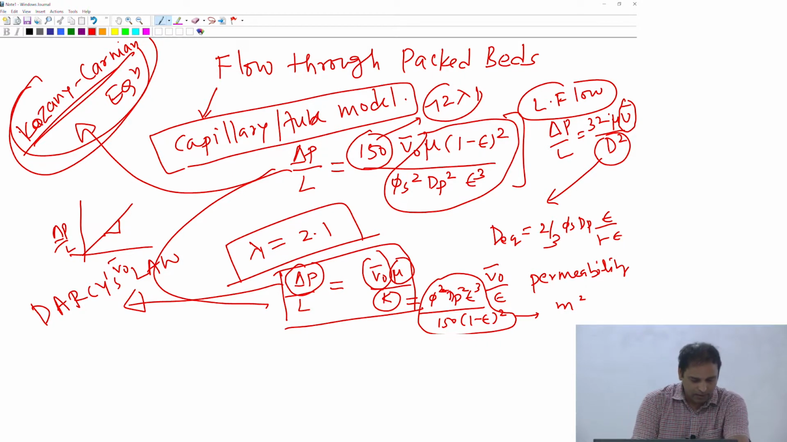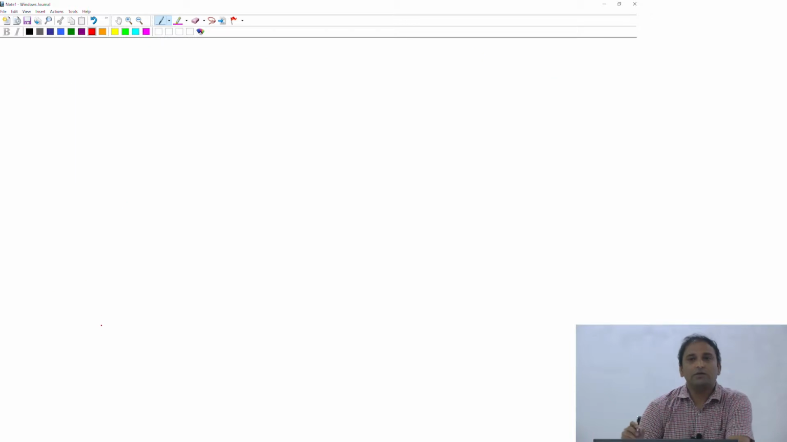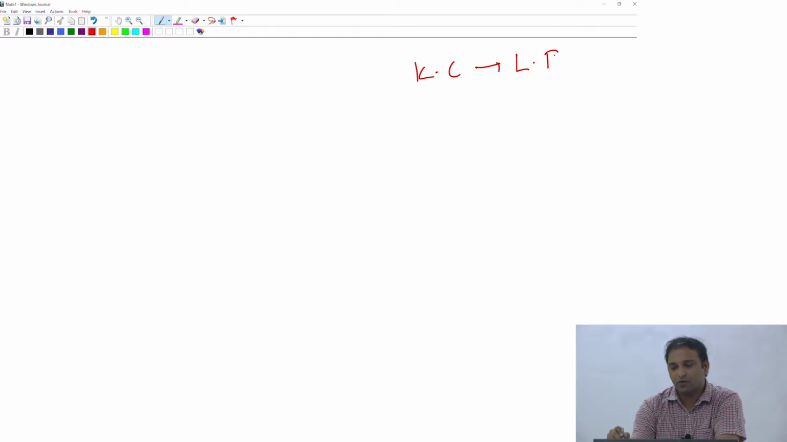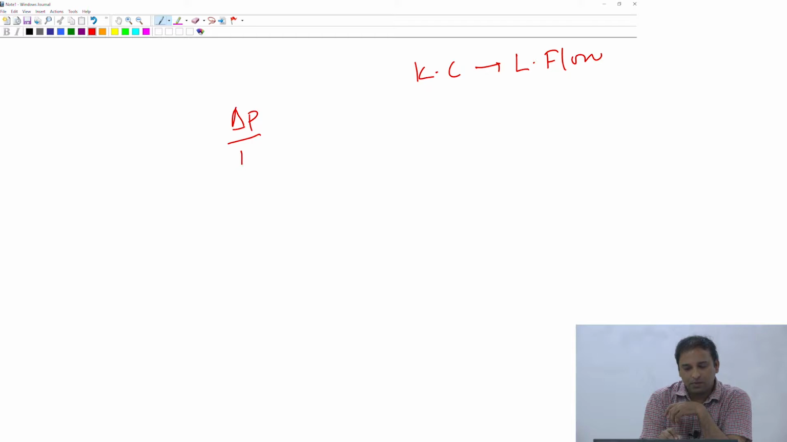If you want to look at the turbulent flow conditions, the Kozeny-Kármán equation that we developed, as I said, is only for laminar flow conditions. So if you want to develop a similar kind of expression for delta p by L for the turbulent flow conditions, like we started with the Hagen-Poiseuille equation, you'll again have to start with a similar expression, but now for the turbulent flow conditions.